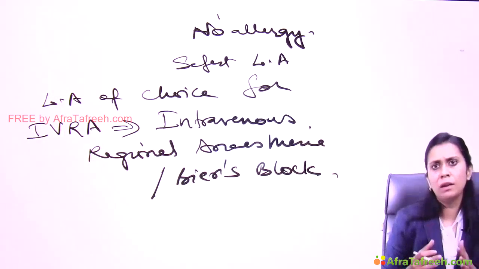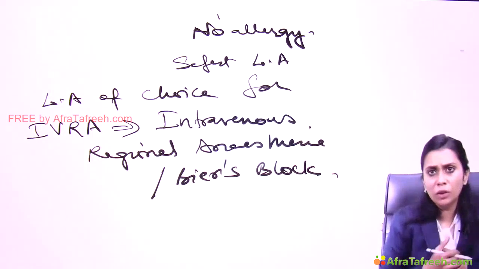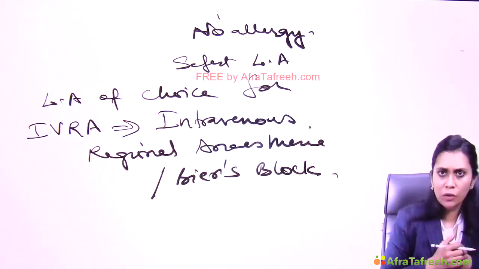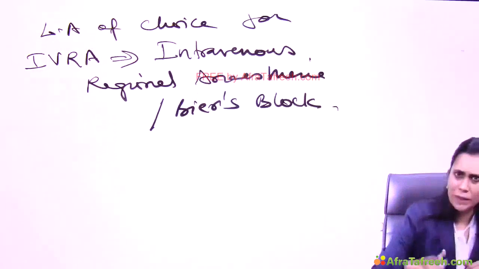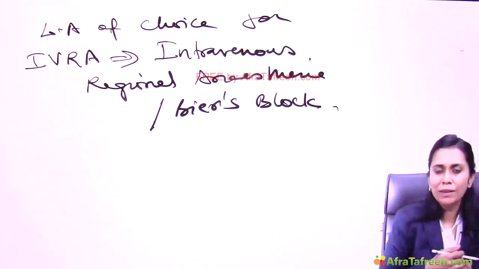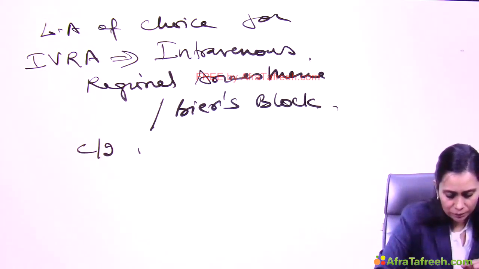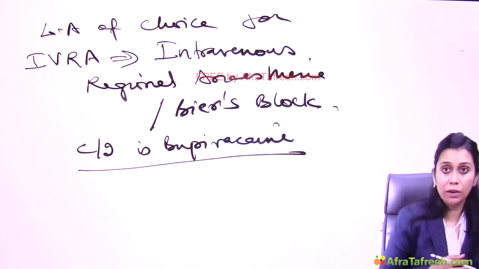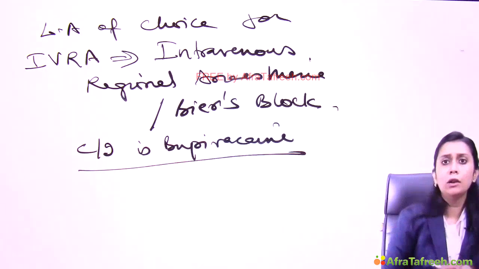So there is a risk of systemic toxicity associated with it. So the safest LA is the local anesthetic of choice, and the unsafest LA is contraindicated. So what is contraindicated? I know you must be knowing the answer, bupivacaine. So for IVRA, the contraindicated drug is bupivacaine. Okay? Got my point?